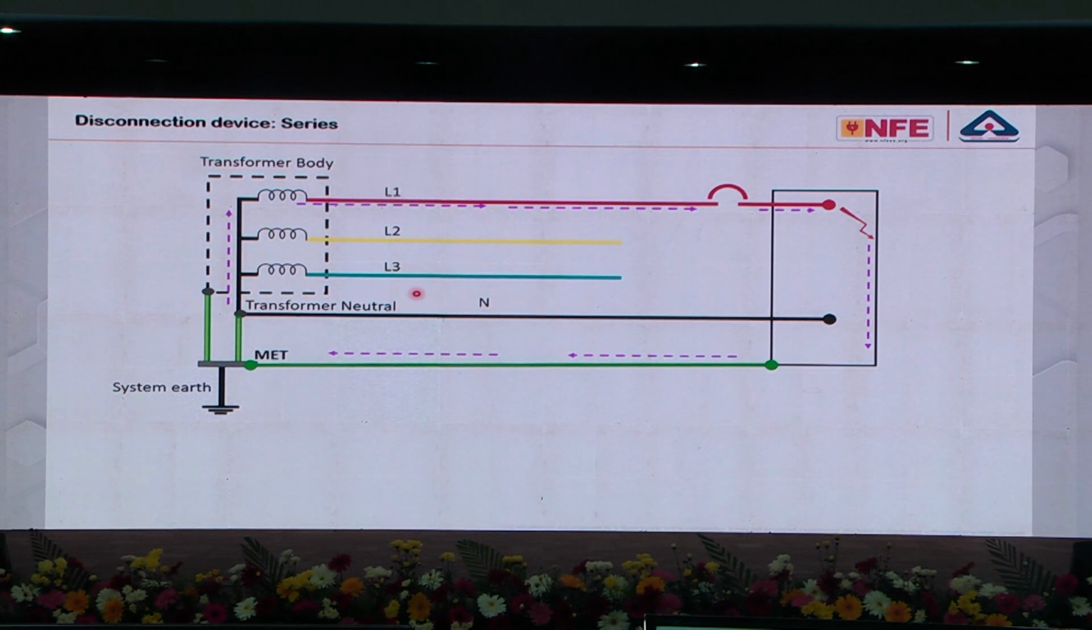This loop has a certain impedance. Now you need a certain amount of current. Let's say you have a 63 amps MCB, and you have to trip the MCB in 0.2 second, 200 millisecond. Then a C-type MCB requires 10 times current, meaning 630 amps of current is required, and that current is flowing through this loop, and the impedance of the loop decides the amount of fault current.